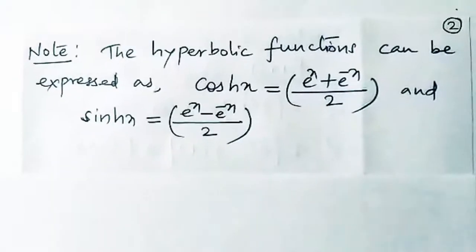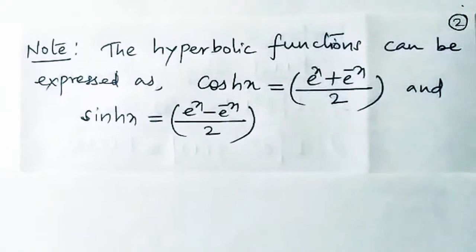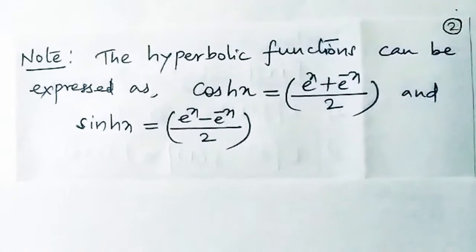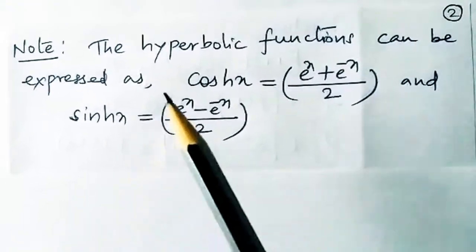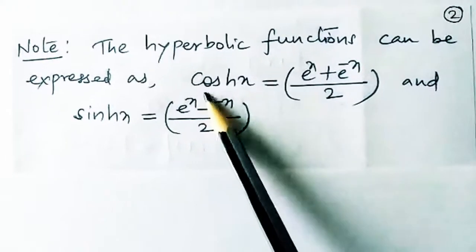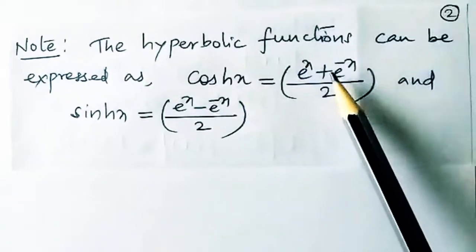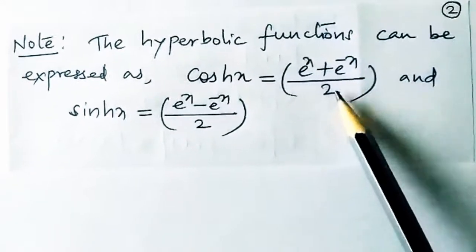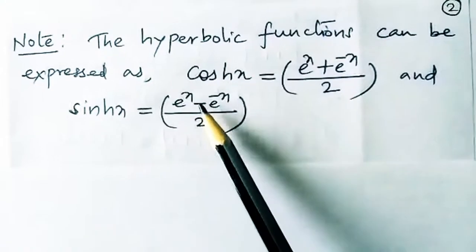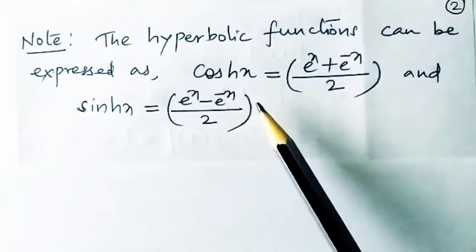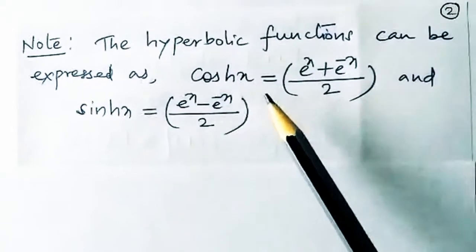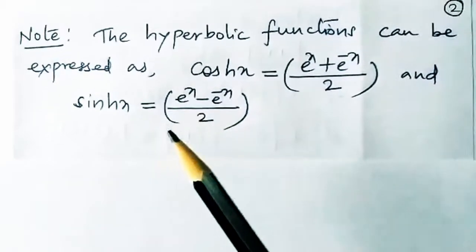Okay. So frequently in problems under the first shifting theorem, we may come across hyperbolic functions, as we know that the hyperbolic functions are expressed as cos h of x equals e raised to x plus e raised to minus x divided by 2, whereas sin h of x is e raised to x minus e raised to minus x divided by 2. Now based on the first shifting property, let's talk about the problems which are based on them.